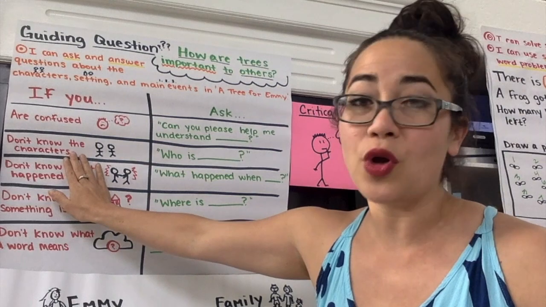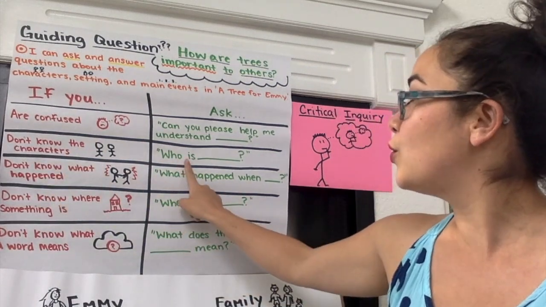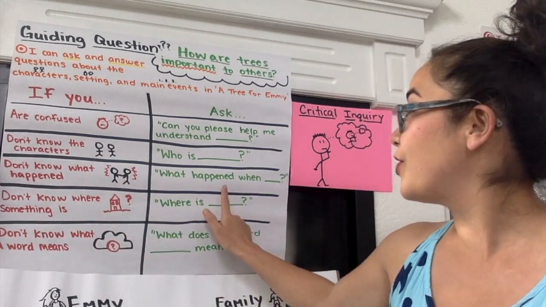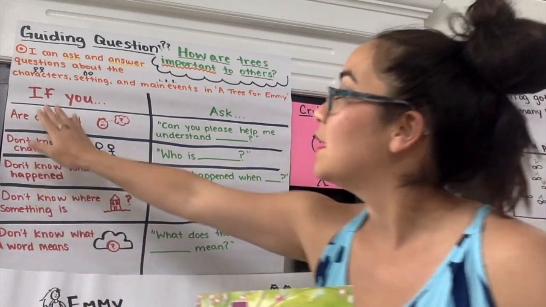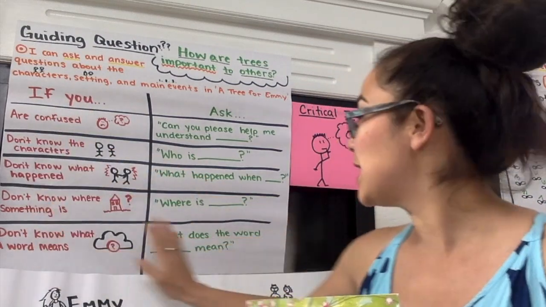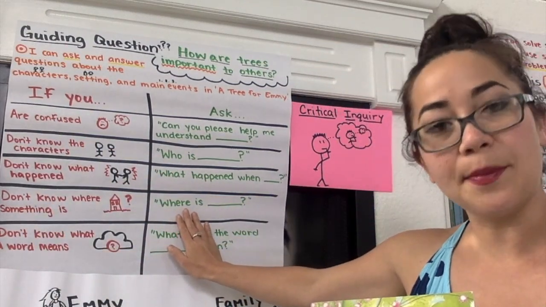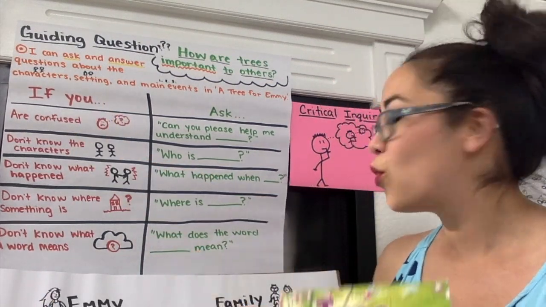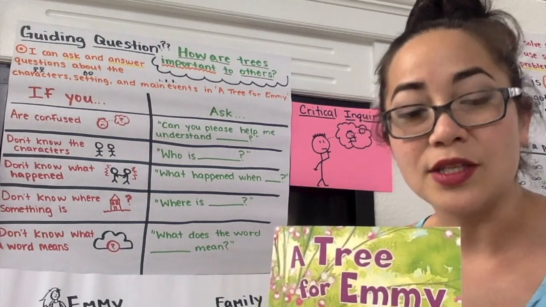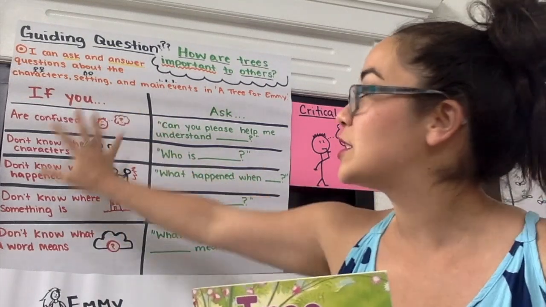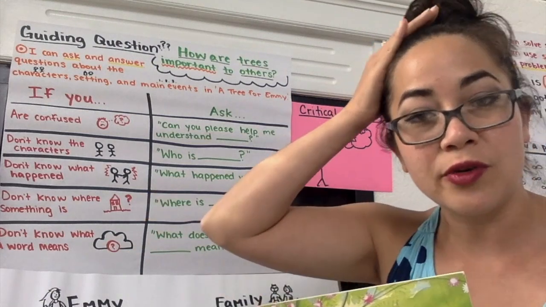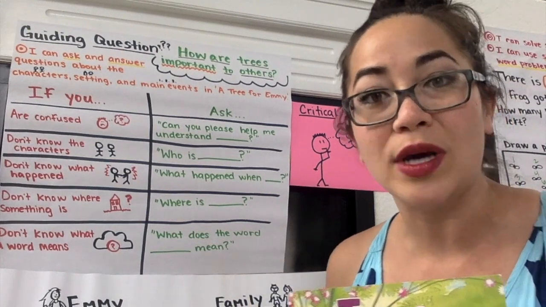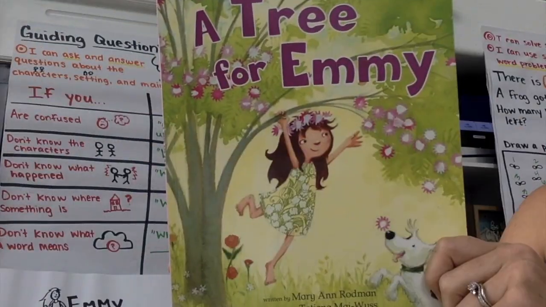If you don't know one of the characters, stop and think, who is this? If you don't know what happened, stop and think, what happened when? If you don't know where something is, stop and ask, where is it? And if you don't know what a word means, stop and ask, what does the word mean? So as we read our book, remember, keep all these questions in your mind so that we can use our critical inquiry to really make sure that we're understanding the story and thinking about the characters and what's happening to the characters, okay? A Tree for Emmy.